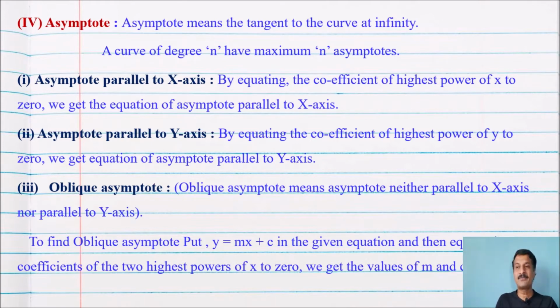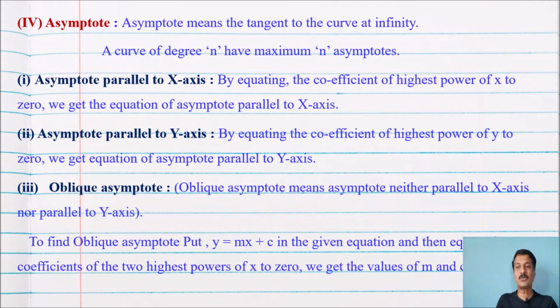First is the asymptote parallel to the x-axis. How to find the asymptote parallel to the x-axis? By equating the coefficient of the highest power of x to 0, we get the equation of the asymptote parallel to the x-axis. It means you find the highest power of x in the equation, and the coefficient of that highest power equated to 0 gives the asymptote parallel to the x-axis. Similarly, by equating the coefficient of the highest power of y to 0, we get the equation of the asymptote parallel to the y-axis.